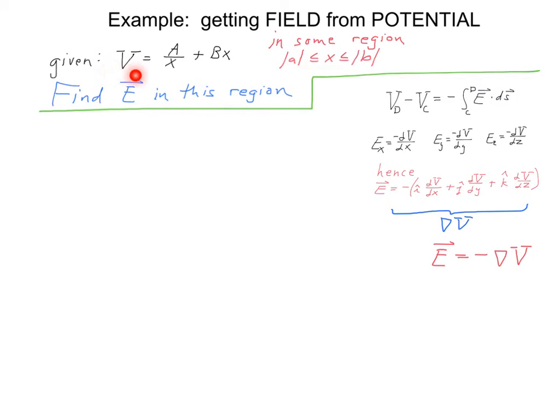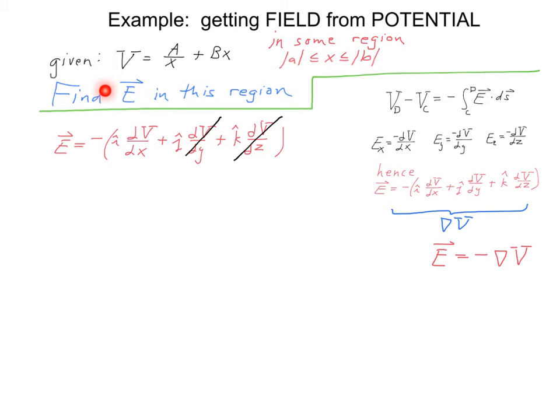We have the functional dependence of the electric potential, so all we have to do is take the derivatives with respect to x, y, and z and use them appropriately to find the electric field. So let's do that. Now, we note that this electric potential function has only x dependence. It has no y dependence or z dependence. So, the derivative of the electric potential with respect to y is 0, the derivative with respect to z is 0, and we're only left with this part right here.